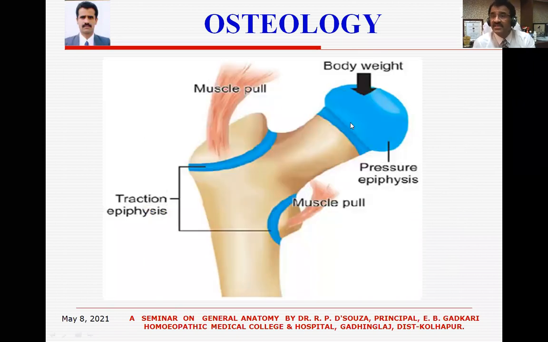Here you can see a pressure epiphysis. This is the ball of the upper end of the femur which is taking part in the hip joint, and it is an end also. So it is called an epiphysis, and it is taking pressure due to body weight transmitted from up to down towards gravity. So it is called a pressure epiphysis. Simultaneously, I am showing you two traction epiphyses also. This is the greater trochanter and this is the lesser trochanter. They are tips, so they are epiphyses, and they are subjected to traction by the pull of muscles. So they are called traction epiphysis.